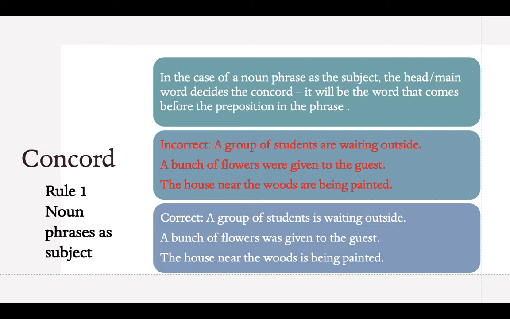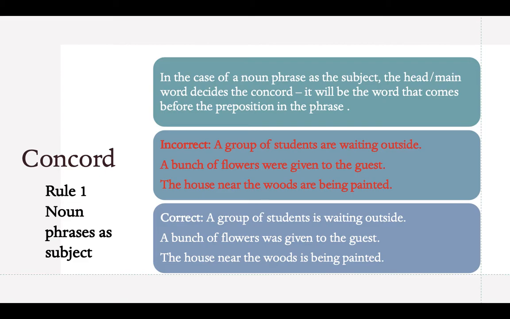Next sentence, a bunch of flowers. The sentence gives you information about a bunch of flowers. The house near the woods. In each one of these sentences you have a phrase as the subject. Now how do you find out what kind of verb should go with it? Verb singular ano plural ano ennariyanamengil you need to know the number in the subject. Number is singular or plural. Is it a singular noun or is it a plural noun?